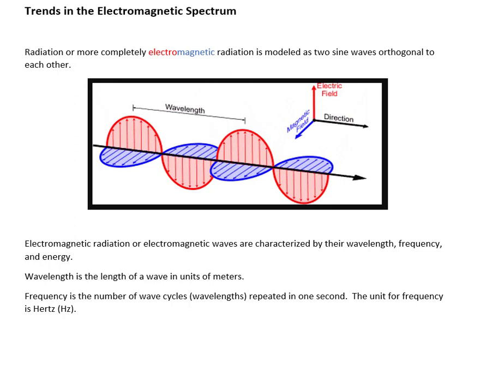Wavelength is the length of the wave in units of meters, and frequency is the number of wavelengths, or wave cycles, repeated in 1 second. And the unit for frequency is hertz, or capital Hz. And why am I telling you about electromagnetic radiation? Well, the electromagnetic spectrum is made up of electromagnetic radiation.